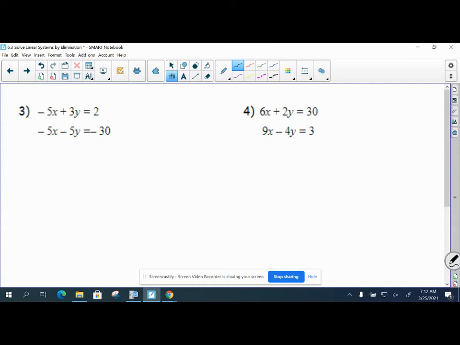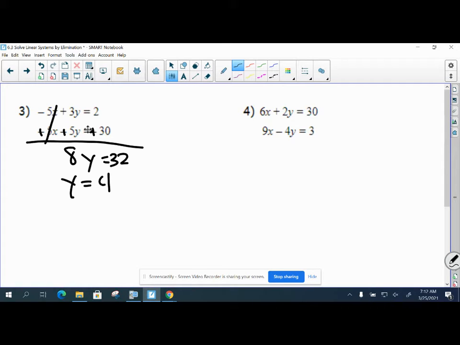All right. So this one, number 3, is a little bit different because the x's have the same coefficient, but they're not the opposite sign. So in order to make them the opposite sign, we'd have to multiply one of them by negative. We're going to go ahead and multiply the second one by negative because that would just make everything positive. So this would be plus, plus, and plus. So you're just changing the signs. All right, so now the x's will cancel. We get 3y and 5y is 8y. 2 plus 30 is 32. And that makes y equal to 4.